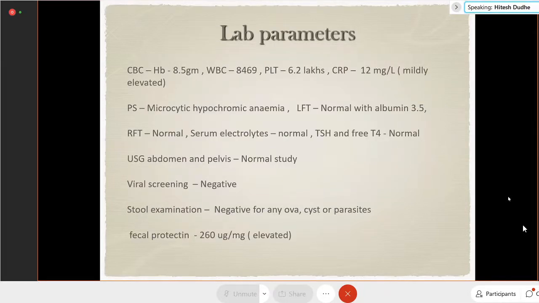Her lab parameters show anemia with hemoglobin of 8.5 with thrombocytosis and mildly elevated CRP. A peripheral smear shows microcytic hypochromic anemia. Her LFT was normal with albumin slightly on the lower side, that is 3.5. RFT, electrolytes, and thyroid profile were normal. Ultrasound abdomen is normal, viral screening was negative. Her stool examination is negative for any ova, cyst or parasites. Her fecal calprotectin is elevated, that is 260 microgram per milligram.